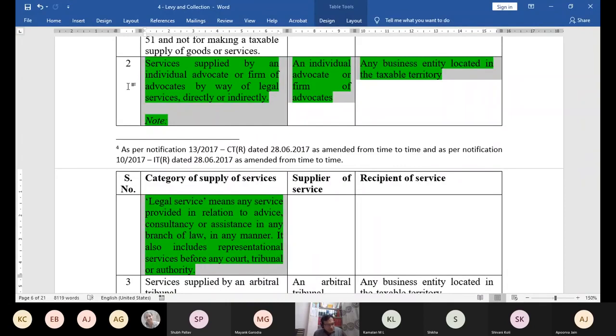Note down this service which is covered under reverse charge. Advocates. When advocates supply the services, then the business entity which is located in the taxable territory has to pay the tax, not that advocate or that firm.